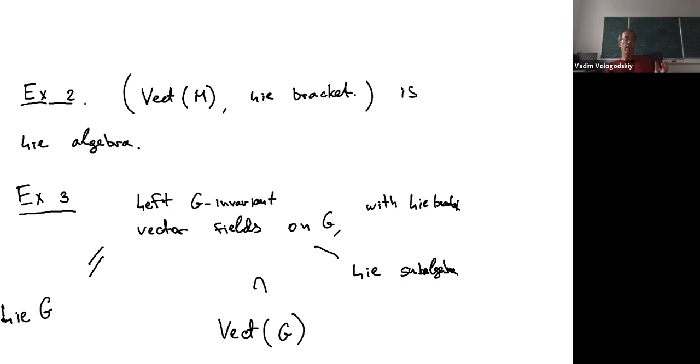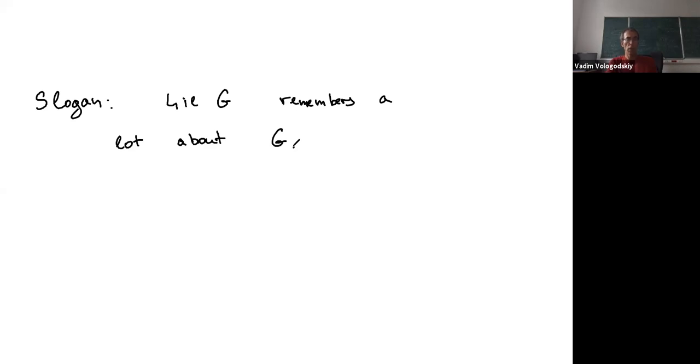And the main point of Lie theory, maybe I will formulate it as a slogan here: the Lie algebra of G remembers a lot about G. So what does it mean? Well, if you wish a precise statement, I'm not saying that G as a Lie group can be recovered from this Lie algebra. Let's see two most obvious examples.